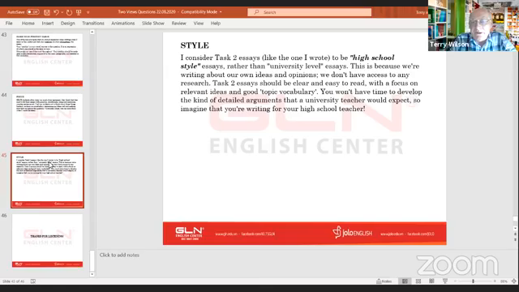The difference here is that because you're writing about your own ideas and opinions, you don't have access to any research like you would have at university. Task 2 essays should be clear and easy to read with a focus on relevant ideas and good topic vocabulary. You won't have time to develop the kind of detailed arguments that a university teacher would expect. So imagine that you're writing for your high school teacher.